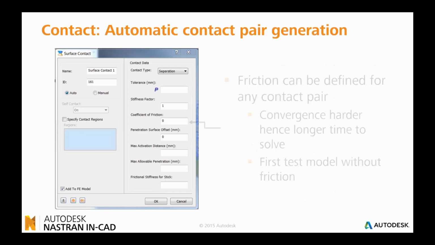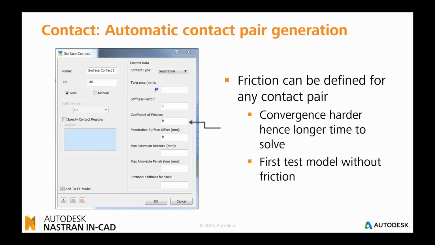Further to this, friction can be specified as well. Note that, and this can be for any contact pair, in using friction though, convergence is harder, and so it's going to take longer for your studies to solve. And so a good practice is to first test the model without friction and then implement friction once you understand that the model has been set up correctly. Apply your friction and then run your analysis.